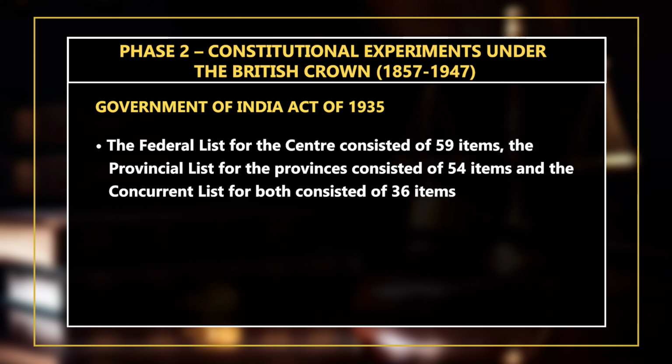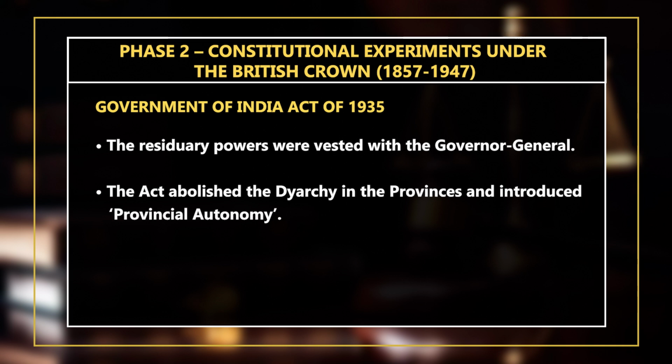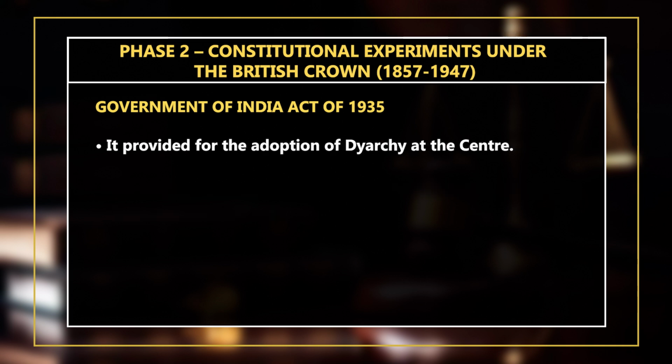The Federal List, for the centre, consisted of 59 items. The Provincial List, for the provinces, consisted of 54 items, and the Concurrent List, for both, consisted of 36 items. The residuary powers were vested with the Governor General. The Act abolished the Dyarchy system in the provinces and introduced provincial autonomy. It also provided for the adoption of Dyarchy at the centre level.